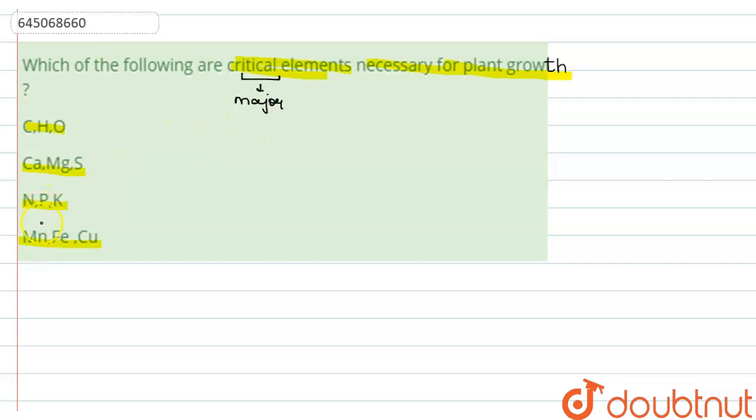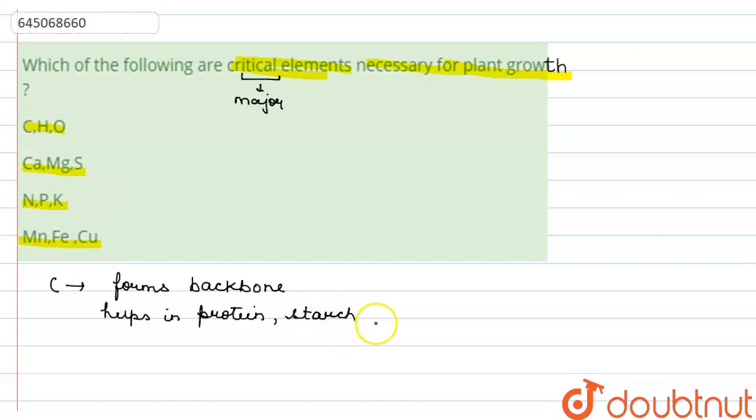If we talk about carbon, hydrogen, and oxygen, let's start with carbon. It forms the backbone, and it helps in production of protein, starch, and cellulose.